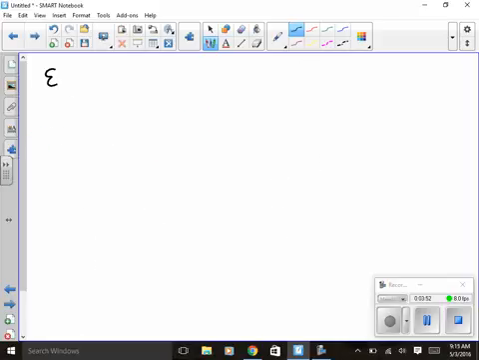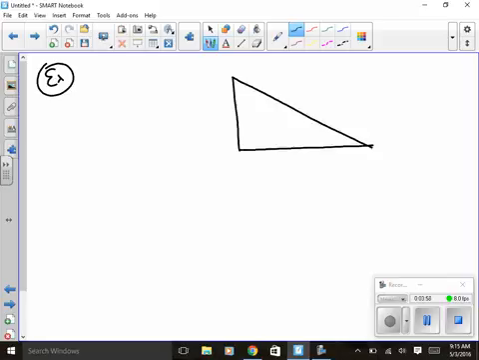Now, sometimes they won't give you that angle measure, and you are asked to find that angle measure. So finding the angle measure is a little bit trickier. Let's say that my hypotenuse is 14, my opposite side is 5. So I've got the sine of my degree, my angle is x, equals 5 over 14.